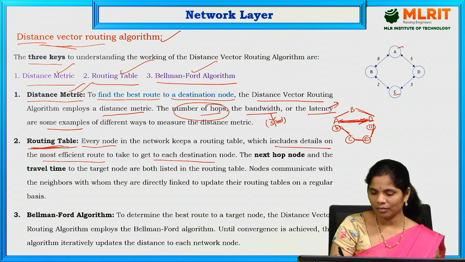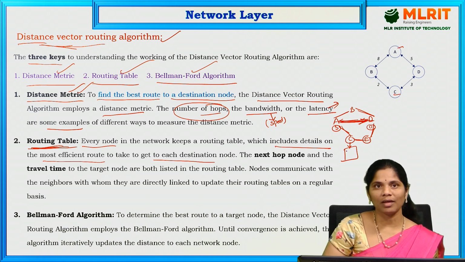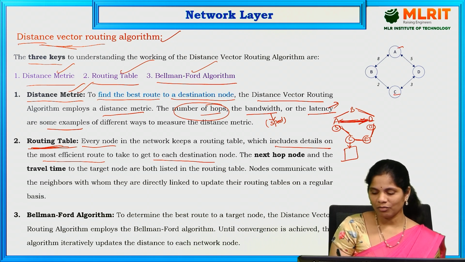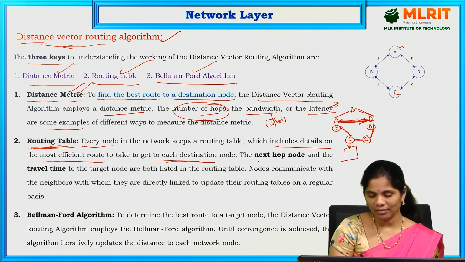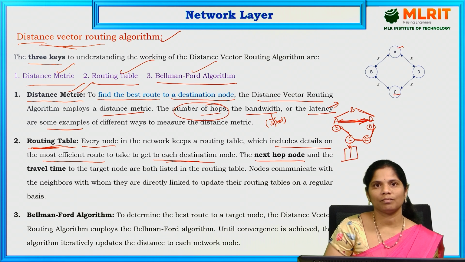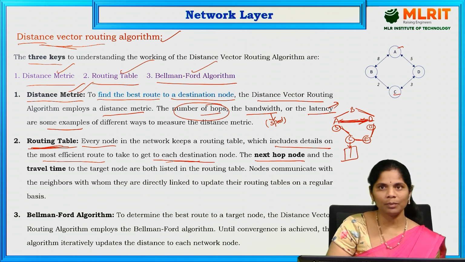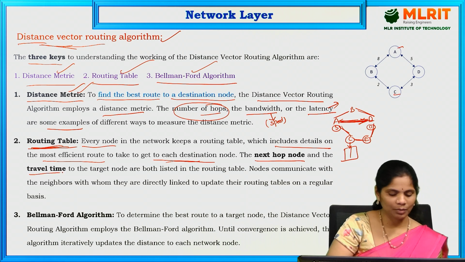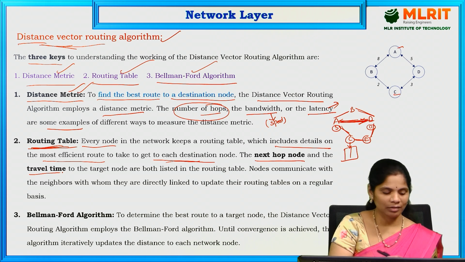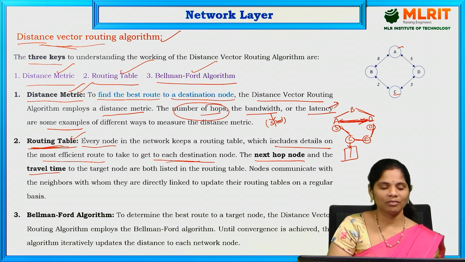Each and every router has a routing table. Suppose the C router has a routing table. It says how to reach the destination. That is the first condition. The next one is the next hop node: it also tells which node is the next node. That is also included in the routing table. At the same time, the travel time between source and destination is also listed in the routing table. That is the routing table.